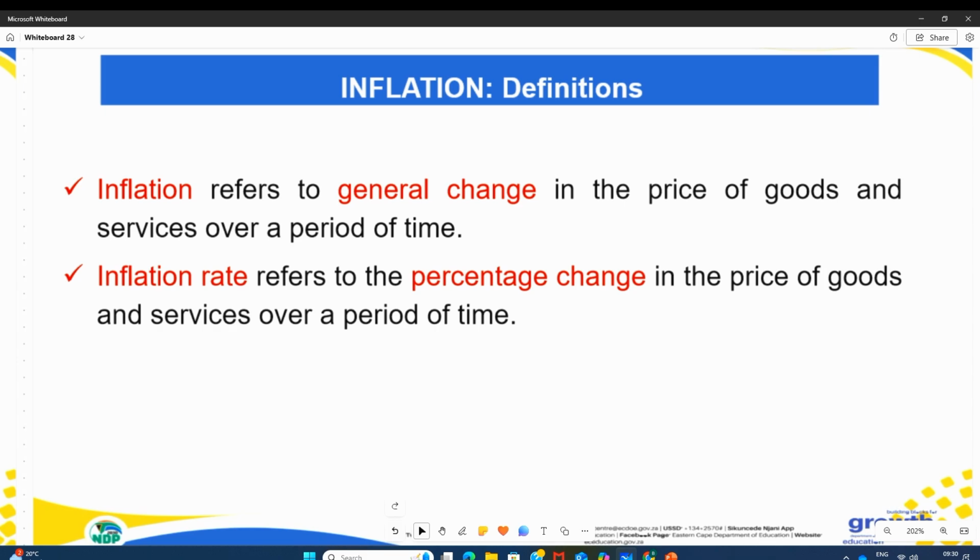In this topic there will be two definitions. Normally, it's inflation, where we say inflation refers to the general change in the price of goods and services over a period of time. And the second definition will be of the inflation rate, where we are saying it's the percentage change in the price of goods and services over a period of time. We know that prices keep on changing from one year to the next, and that is happening due to what we call inflation. And in order to know how much the price has increased or decreased in some instances, we use what we call an inflation rate.